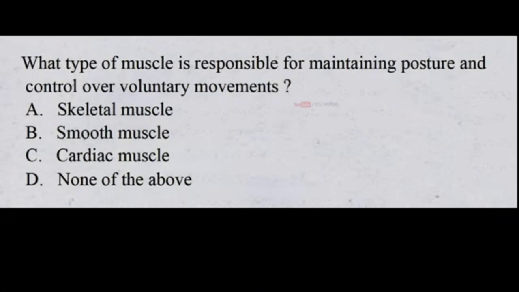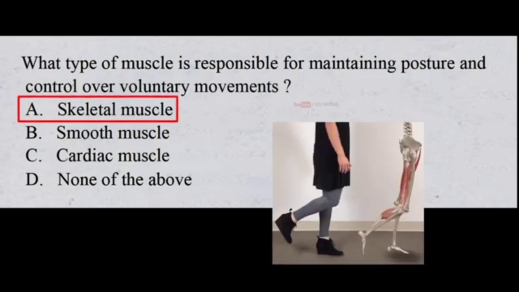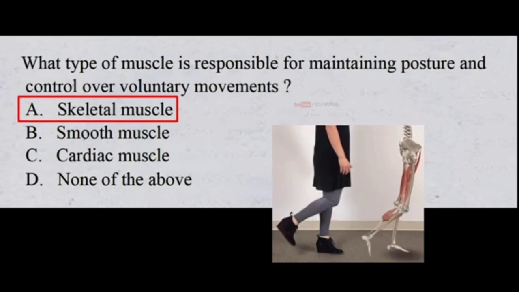What type of muscle is responsible for maintaining posture and control over voluntary movements? A. Skeletal muscle. B. Smooth muscle. C. Cardiac muscle. D. None of the above. And the correct answer is A. Skeletal muscle. Voluntary movements are the movements of the body over which a person has control. Skeletal muscles are responsible for maintaining posture and control over voluntary movements.